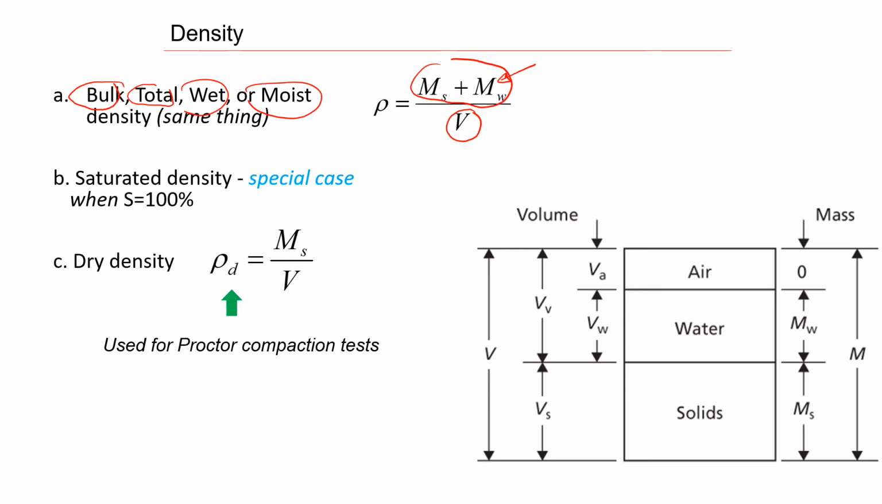When we deal with dry soil, in this case, we can talk about dry density. And you will see that in this formula, we have only the mass of solids divided again by the total volume of soil. We have a special case when the degree of saturation is 100%, the soil is saturated, and then we can call it a saturation density.